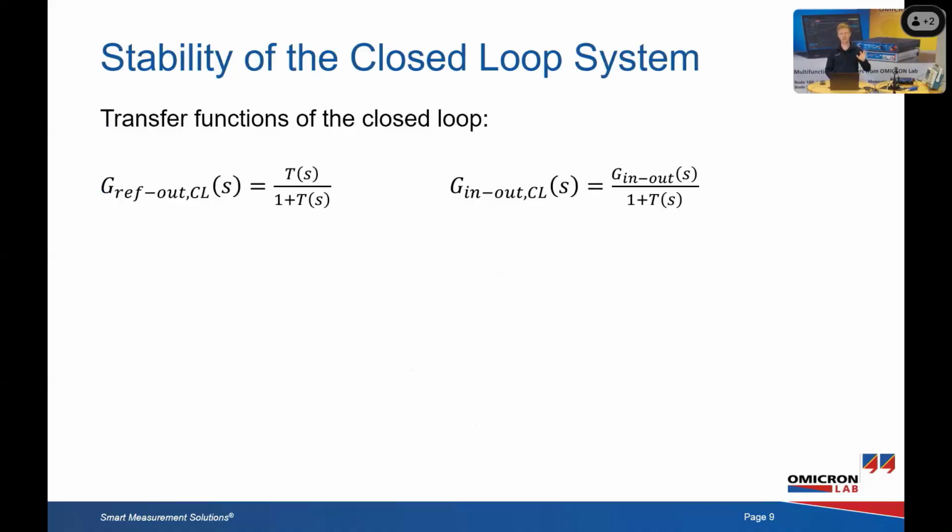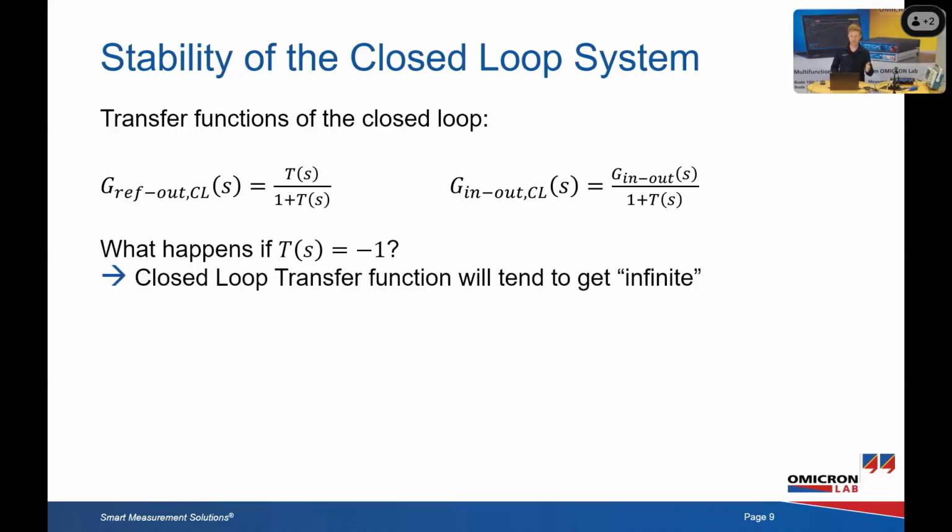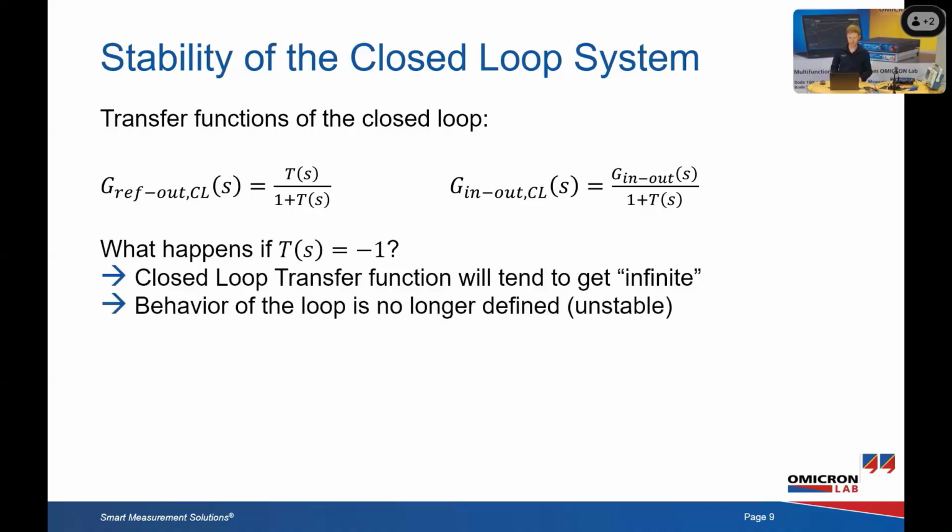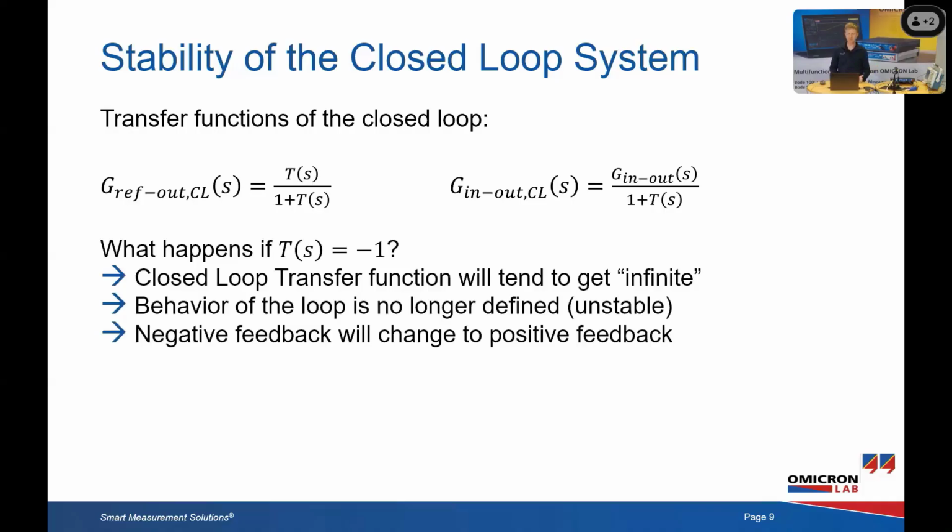Now, when we have those closed loop transfer functions where we have T over 1 plus T, or the open loop transfer function over 1 plus T, we always have the 1 plus T in the denominator. And what happens if the T approaches minus 1? Then we have 1 minus 1 is 0, and something divided by 0 is a large number, or not defined, and we could say that's instability. So we don't know what happens anymore, and what we could also say is that the negative feedback actually changes to positive feedback.